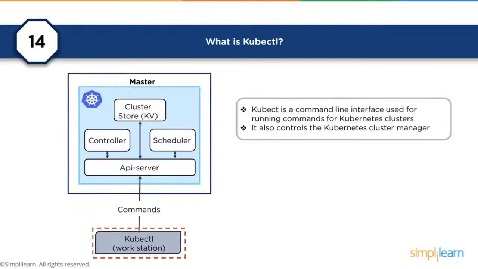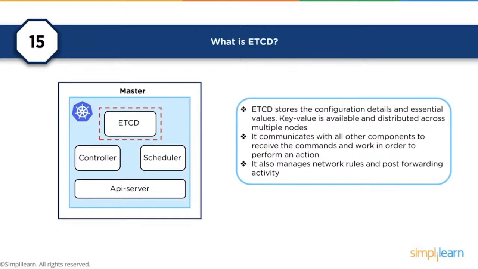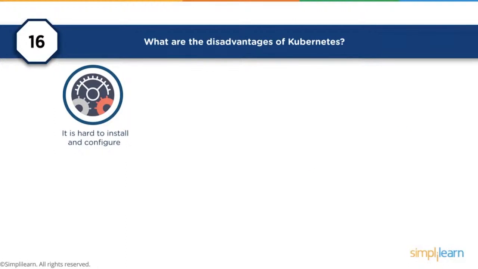So what is kubectl? kubectl is your command line or terminal window interface that allows you to execute commands, and later in this video we'll go through some of those commands. etcd is the store that configures the details and essential values such as key value pairs that are distributed across your entire network. It also manages the network rules and the port forwarding of activity. So what are the disadvantages of Kubernetes? Well, the first is it's really hard to install and configure, and this is why Azure and many cloud services such as Google Cloud will do the installation and configuration of Kubernetes for you.